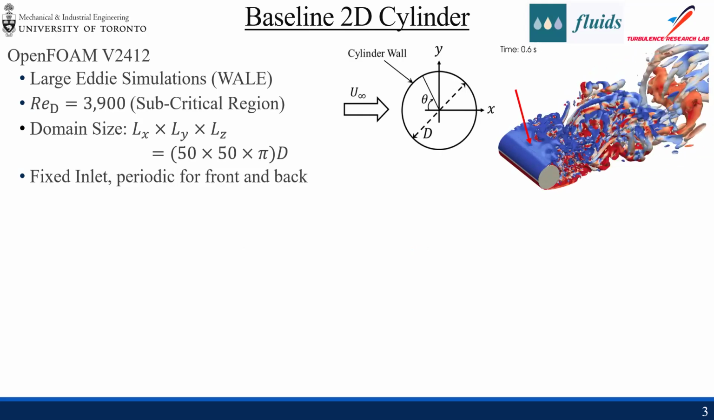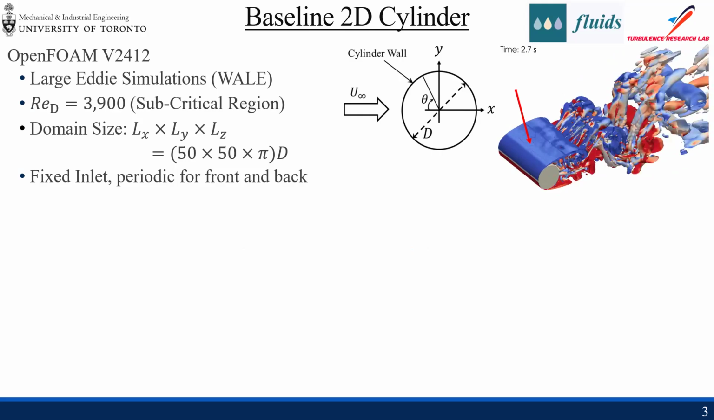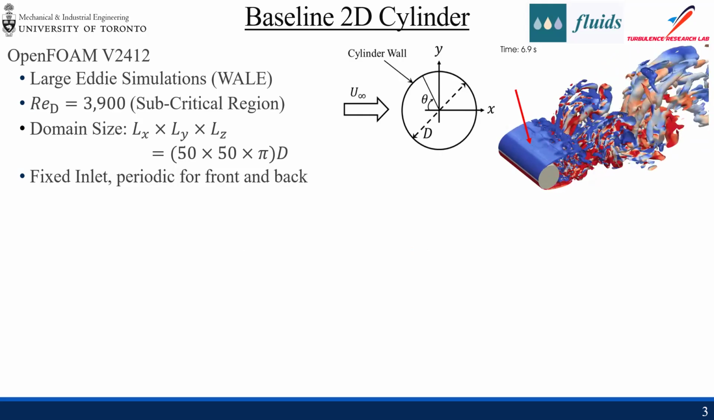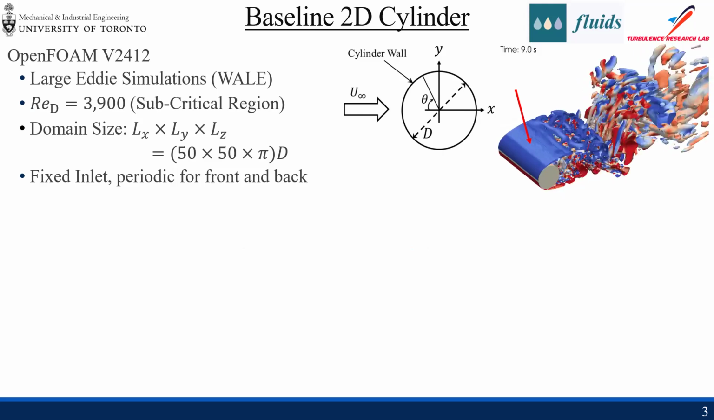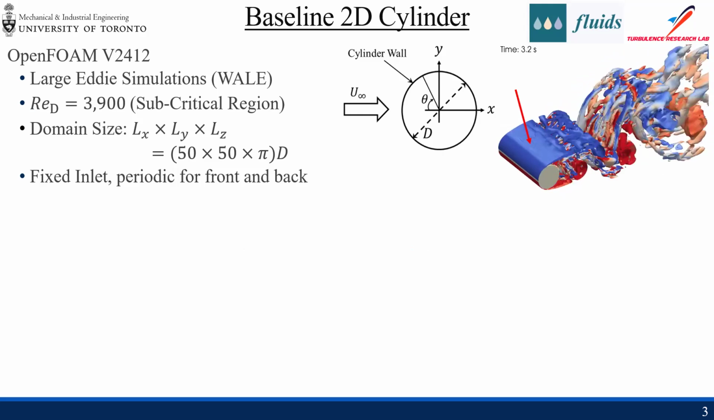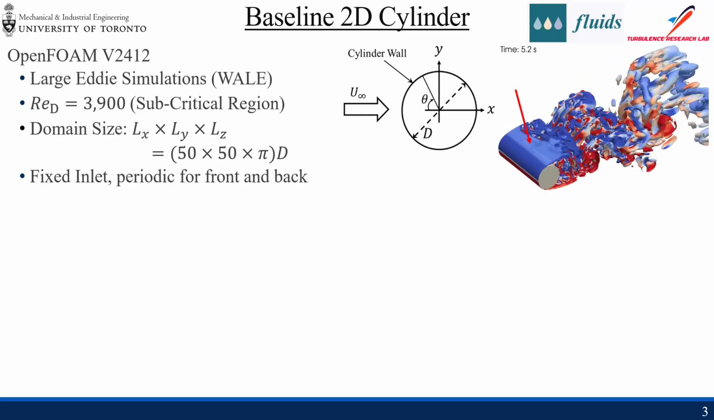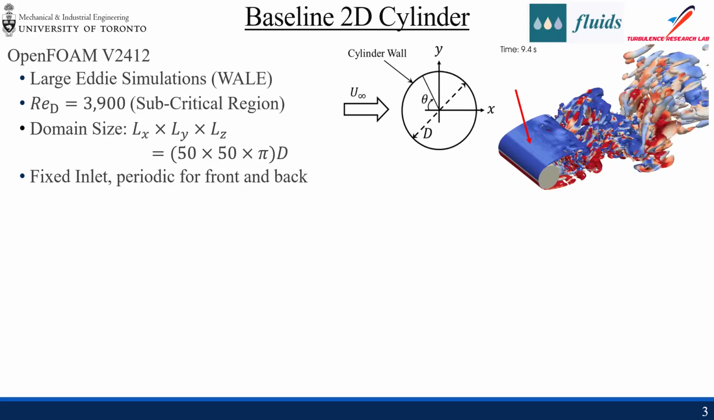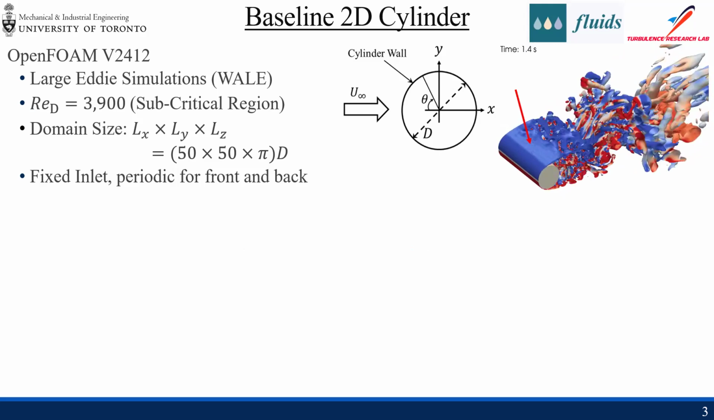In terms of the boundary conditions, it's just a fixed laminar inlet. And to create the 2D infinite-span-like geometry, I'm applying a periodic boundary condition for the front and back. This would be equivalent to the side walls of the wind tunnel. And for any OpenFOAM users out there, I'm using cyclic AMI to be specific.